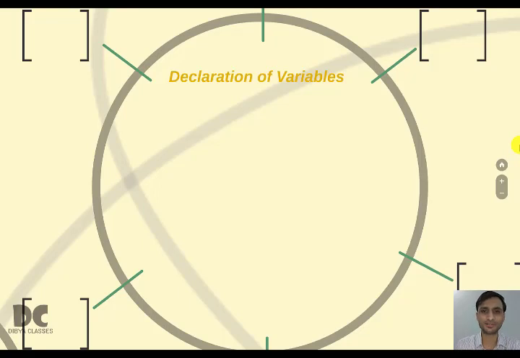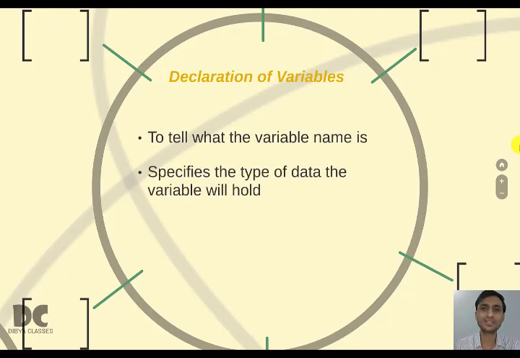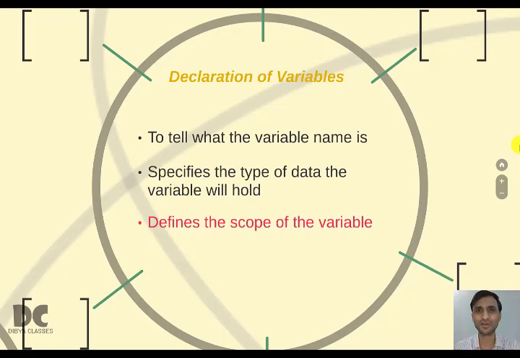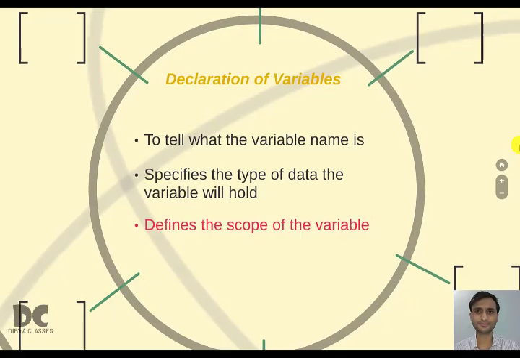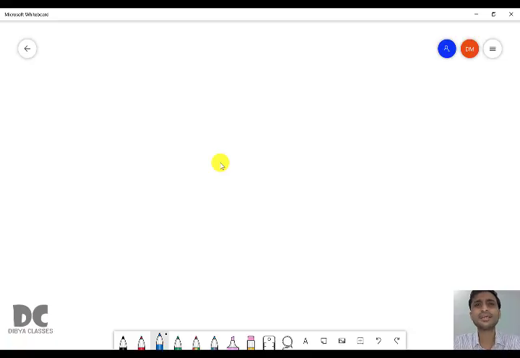Declaration of variables tells the variable name and specifies the type of data, or type of value, that the variable will hold. It also defines the scope of the variable, but that will come in class 10. For now, please skip it. So let us understand the statements. Declaration of variables means creating a variable.